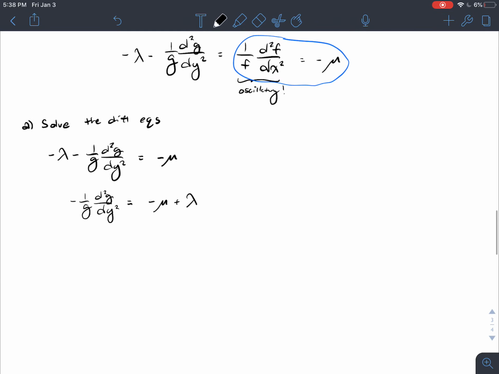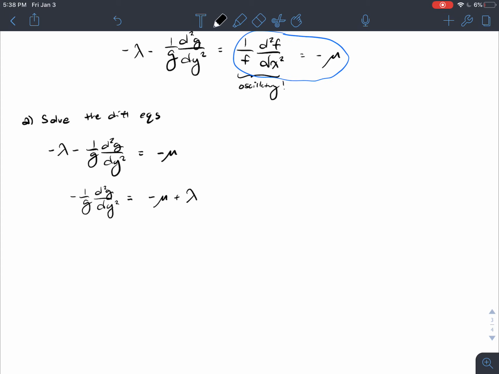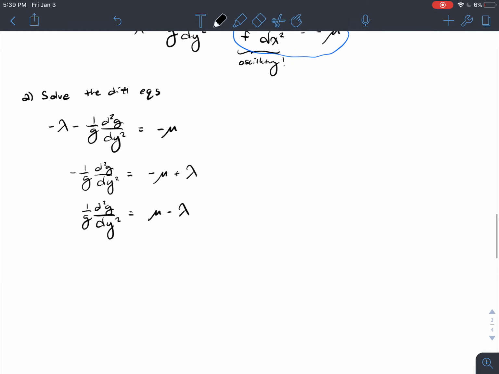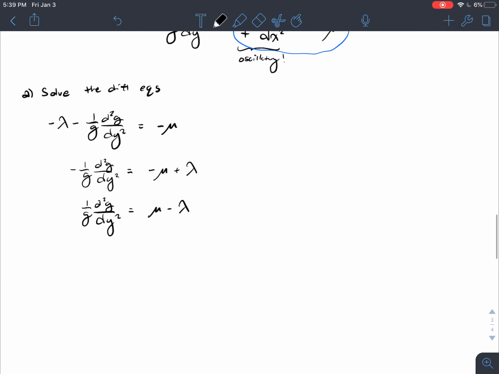Remember that we need to have imaginary solutions. So what we're gonna do is multiply both sides by negative one to move the negative over. So this should essentially flip the signs of everything. So then we should have mu minus lambda, right? But where can we get imaginary solutions out of this? What we're gonna do is factor a negative one out of this, right? So this makes us have negative lambda minus mu, which is equivalent to the above equation, right?